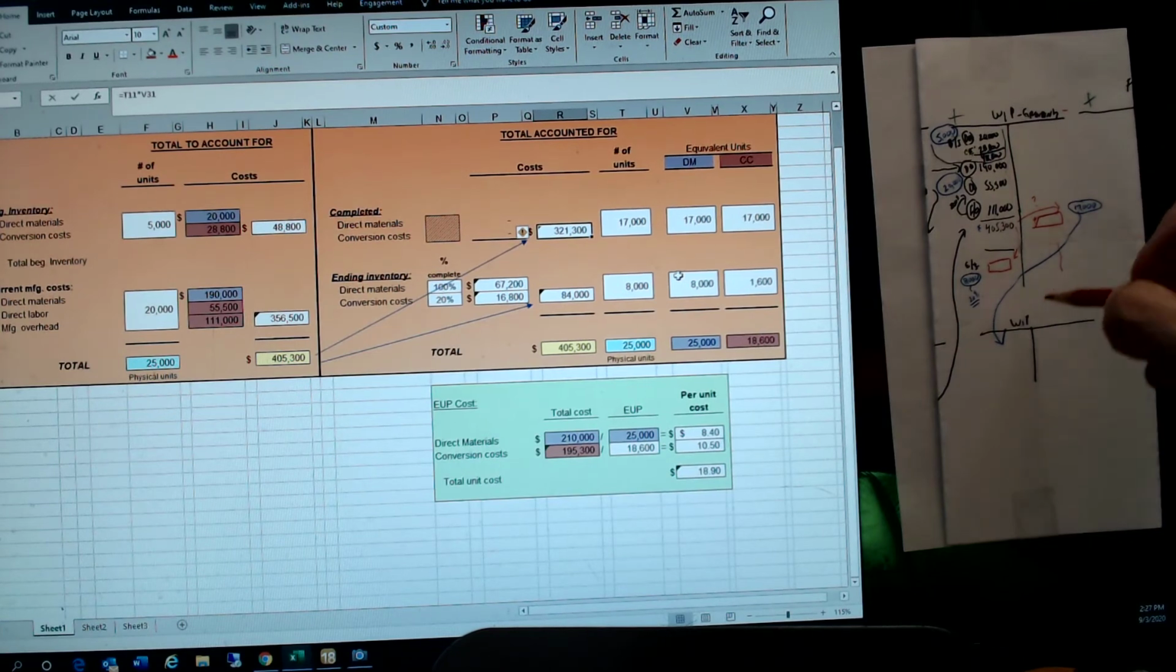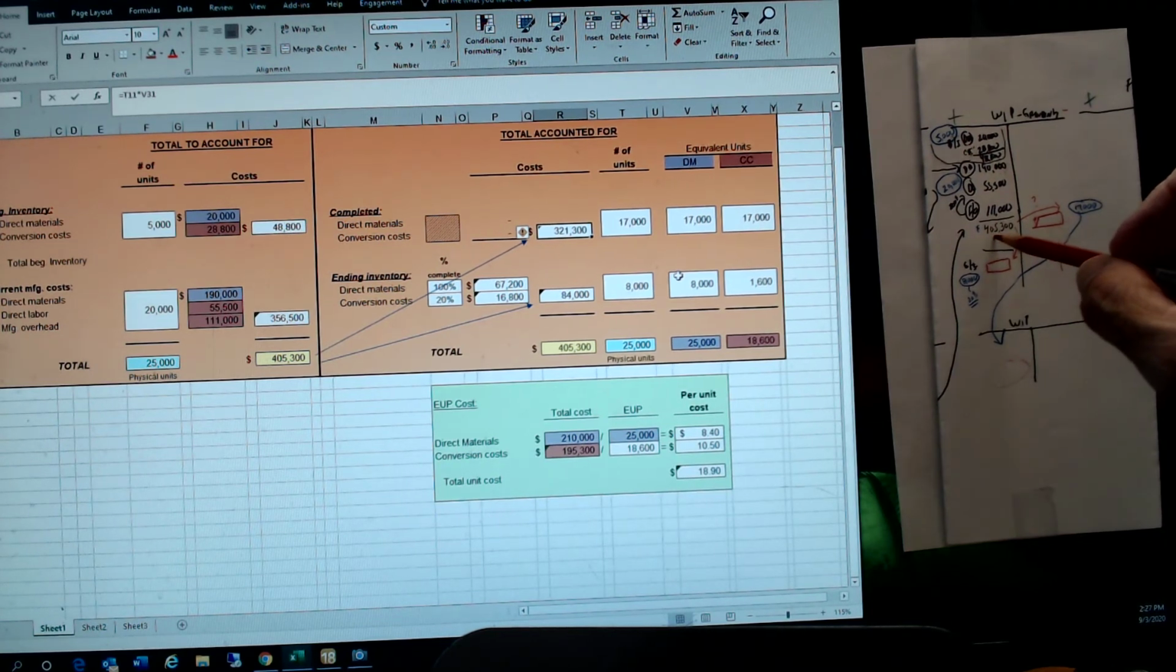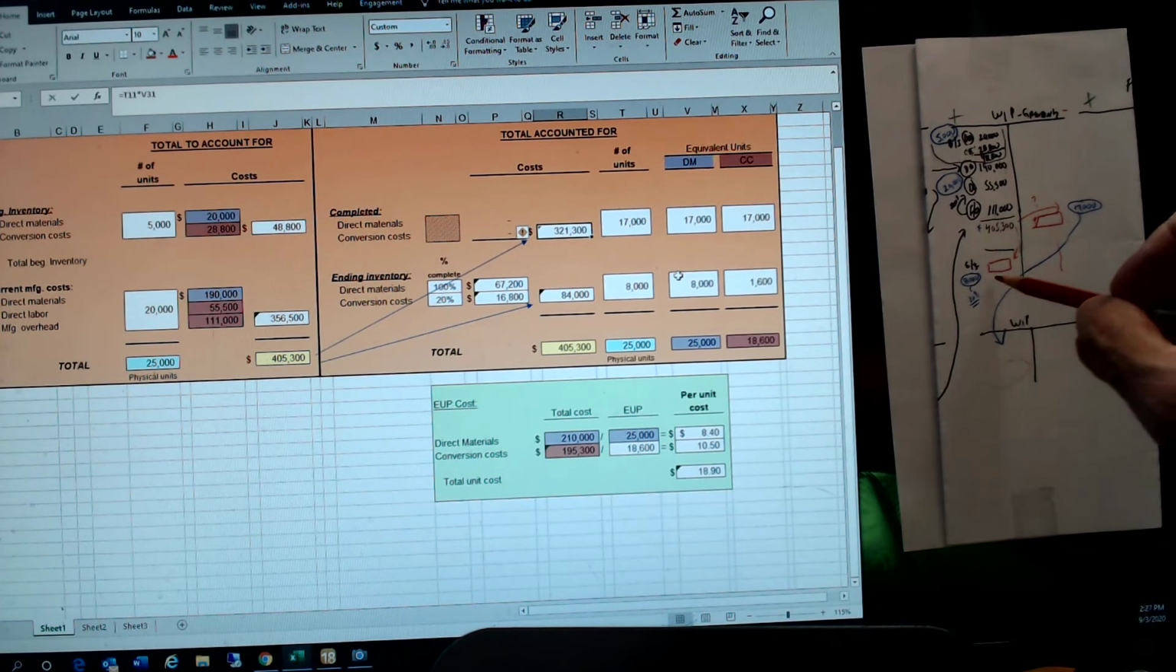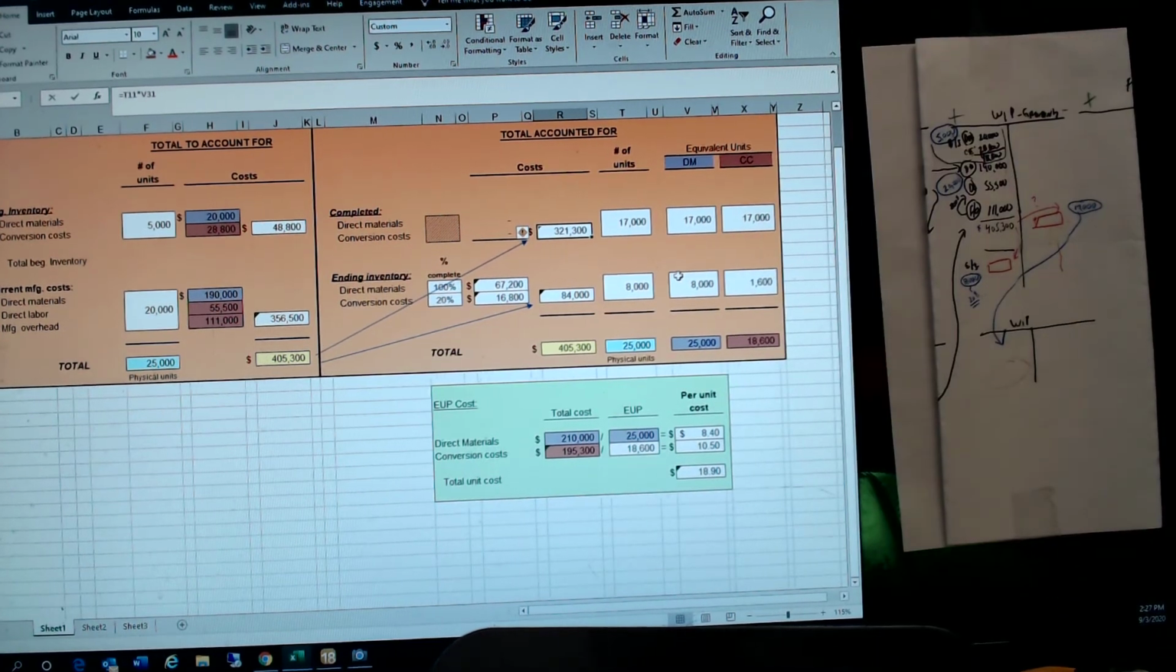Make a journal entry to debit the next department for the 321,300. And when we take the 405,300 minus 321,300, what balance will it leave? 84,000. And this production report tells us everything that we need to know.